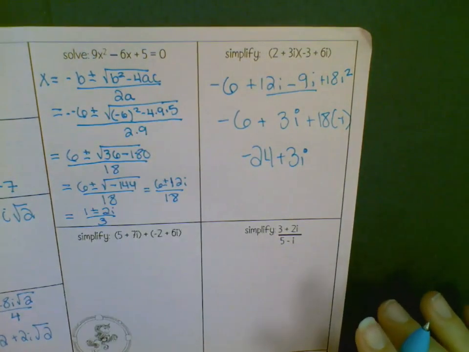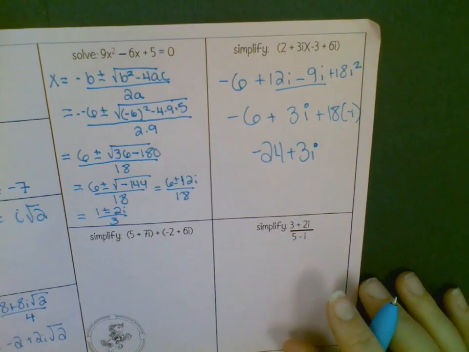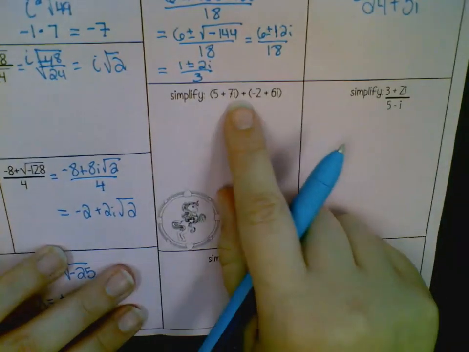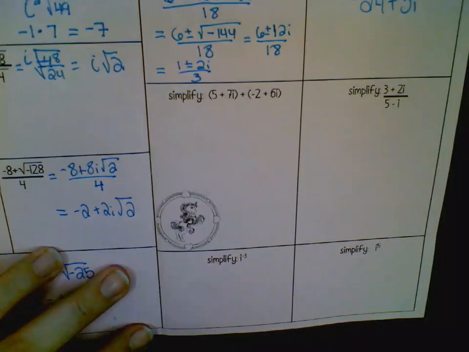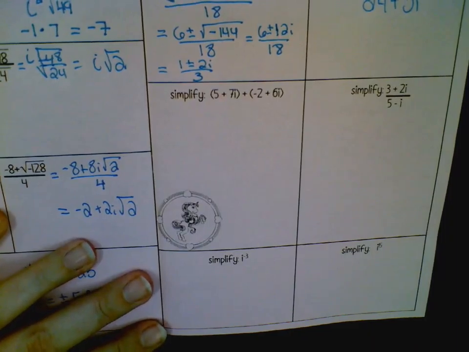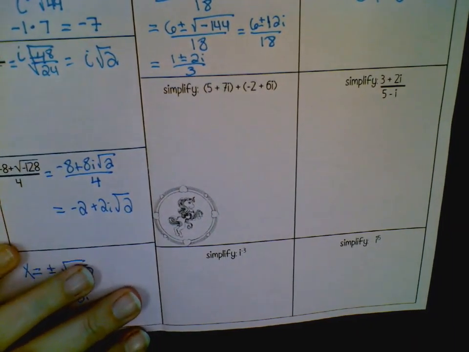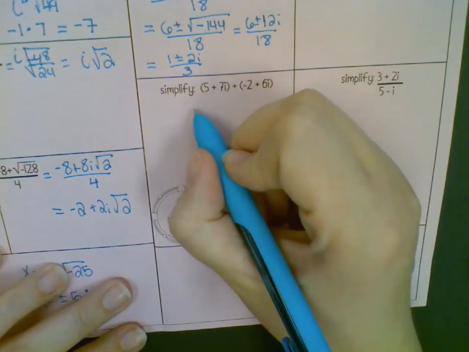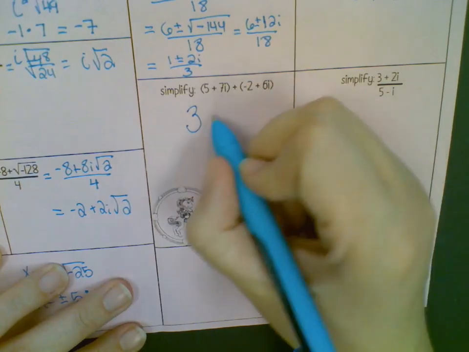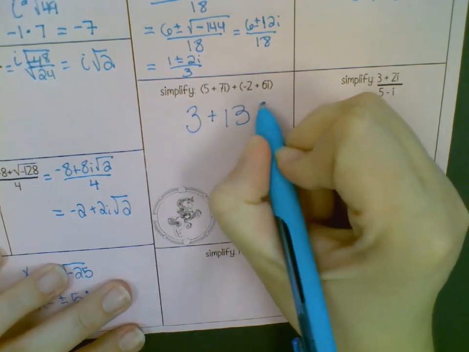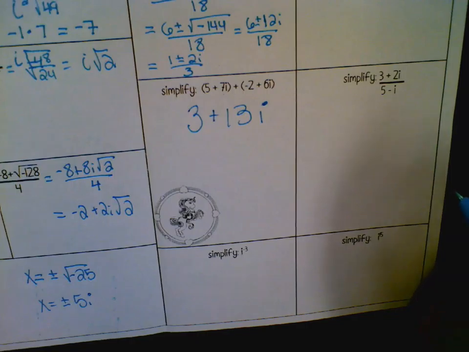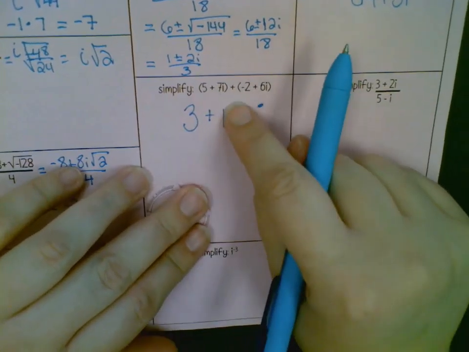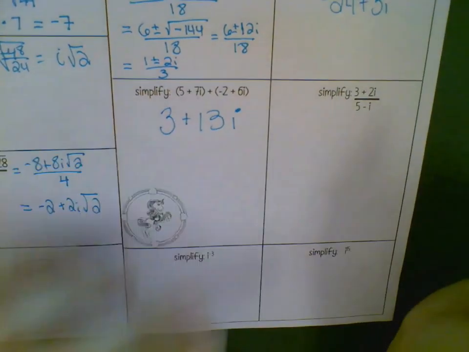Okay, so let's try the next one. For this one, I know it looks kind of like the last one, but you've got to check the middle. It's adding here, so we're not FOILing. So add the like terms. So 5 and negative 2 would make 3, and 7i plus 6i would be 13i. And that would be it for that one. So make sure you look and see, because everyone always tries to FOIL these, but it's not FOILing.